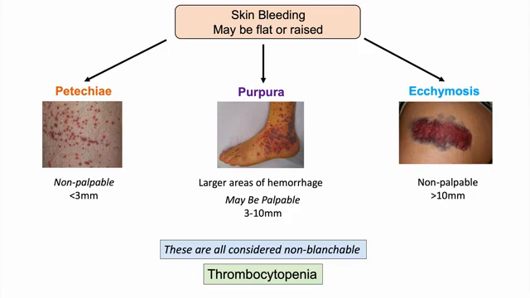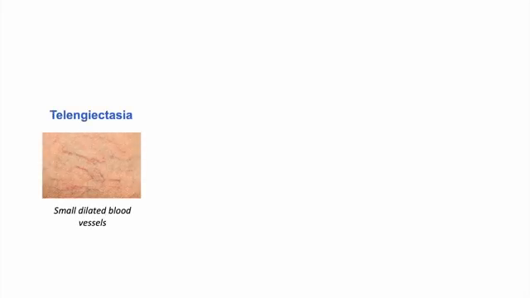If it's less than 3 millimeters, it's petechia. If it's 3 to 10 millimeters, it is purpura. If it's greater than 10 millimeters, it is an ecchymosis. Now, some other skin lesions or skin manifestations that you can see are something called telangiectasia. These are small dilated blood vessels, so that's just the name for that.